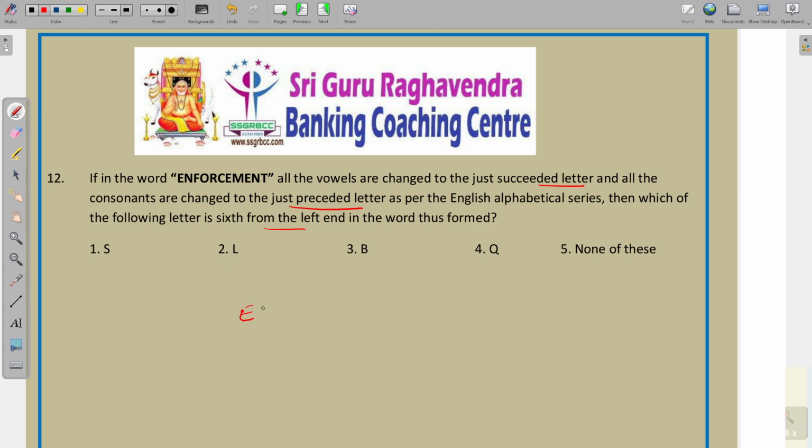So first of all, what is the sixth from left? So from left 1, 2, 3, 4, 5 and 6. So C is the sixth from left end, it is the consonant. So consonants are changed to the preceding letter. So before C there is B, option B is the answer. So okay, so option 3 is the answer.